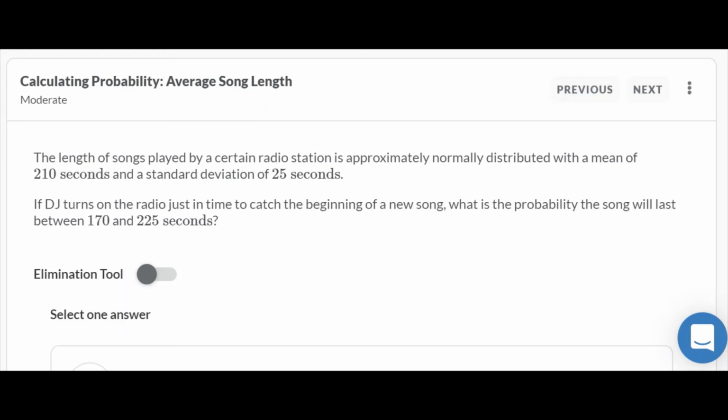This is hopefully a gimme problem, approximately normal. We know the mean, we know the standard deviation. It asks us for the probability, so this is normal CDF. It gives us the lower bound, it gives us the upper bound, so make sure you use all of those numbers wisely.